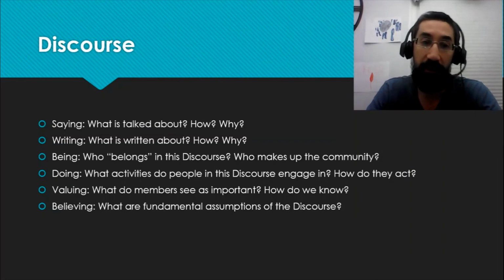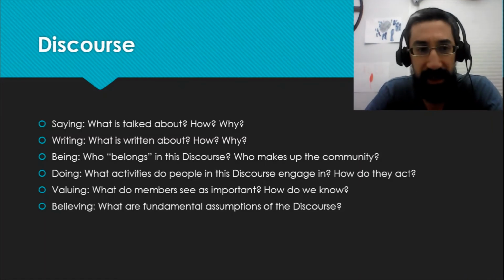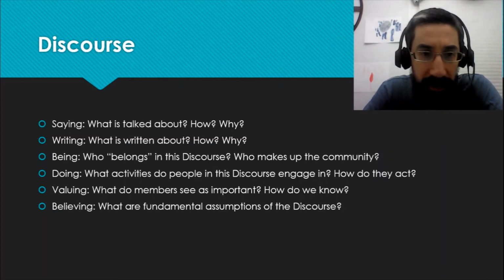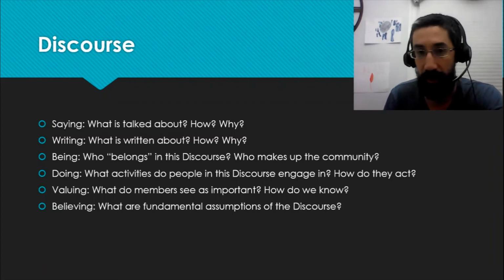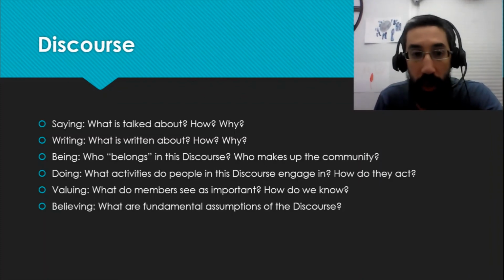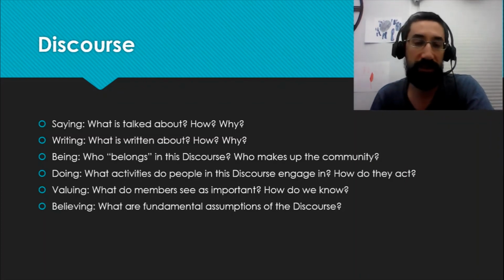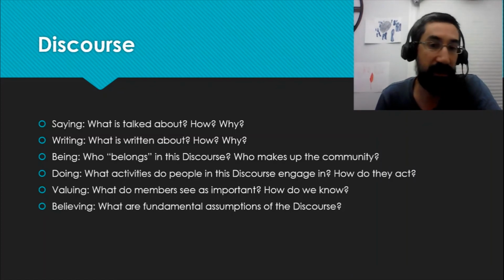And when we're thinking about discourse, what does this institutional source tell us about these different categories: saying, writing, being, doing, valuing, believing? Saying: what is talked about, how, why, within this particular context. What do we write about, how and why? Who belongs? What activities do people engage in? What do members of this group see as important? And how do we know that? And then finally, what are some of the fundamental assumptions of the discourse?